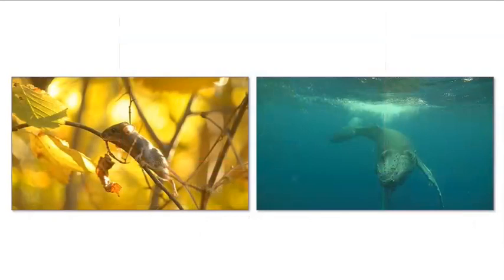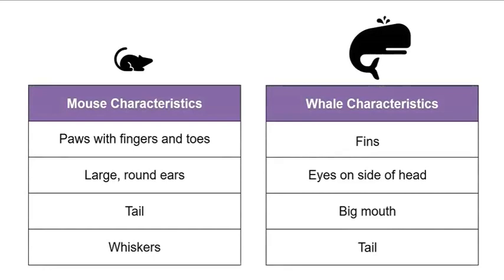Now let's put these animals side by side and see what we notice about these characteristics. How interesting. Even though these animals are very different, they do have at least one characteristic in common. What do you notice is similar? I noticed that both mice and whales have a tail. Even those tails look very different. Maybe you notice other similarities as well.